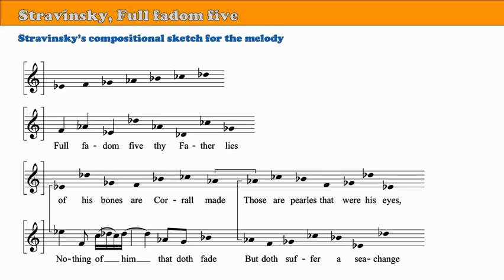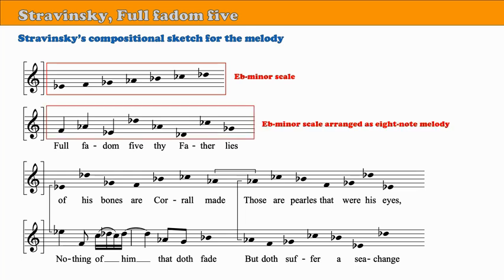Let's start by looking at Stravinsky's sketch for the melody. He starts out by writing out an E-flat minor scale. Then he arranges the scale as a melody for the first line of text with lots of wide intervals. It sounds like tolling bells.